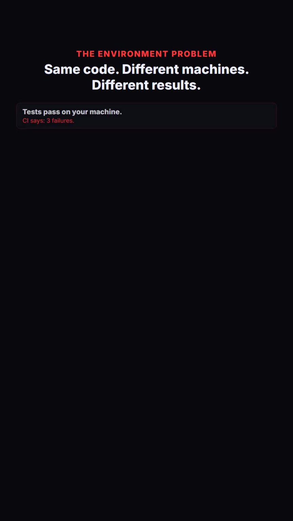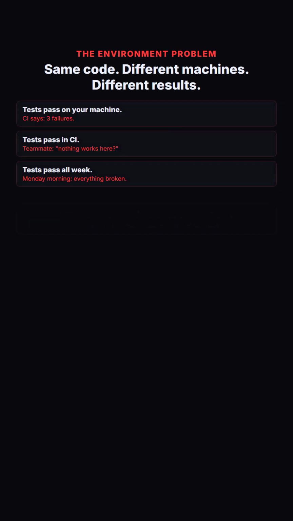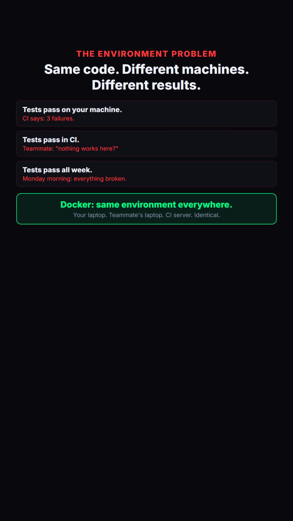Here is a problem every QA engineer eventually runs into, and it usually happens at the worst possible moment. The tests pass on your machine. You push them to the repository. They fail in CI. Or they pass in CI but fail when a teammate tries to run them on their machine. Or they pass everywhere during the week and fail every Monday morning because something in the environment changed over the weekend without anyone noticing.